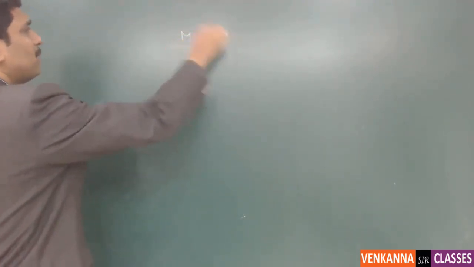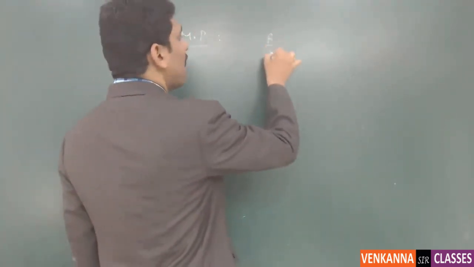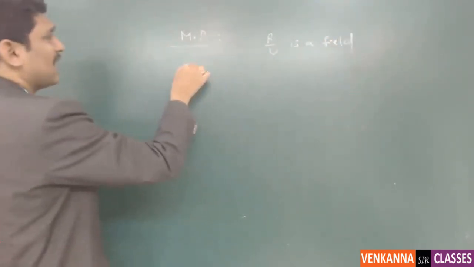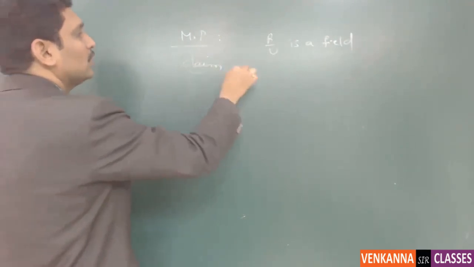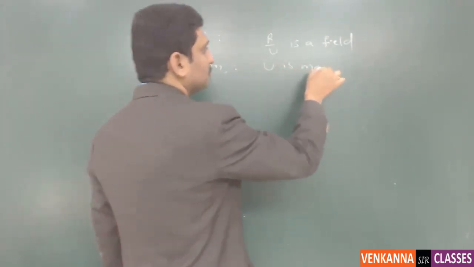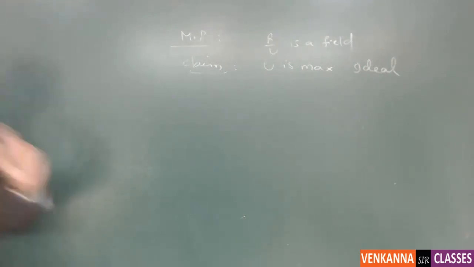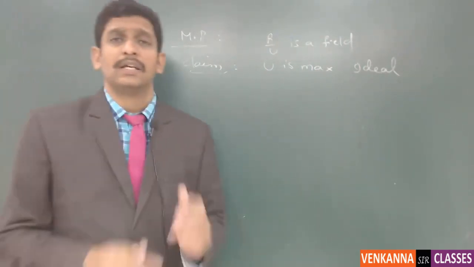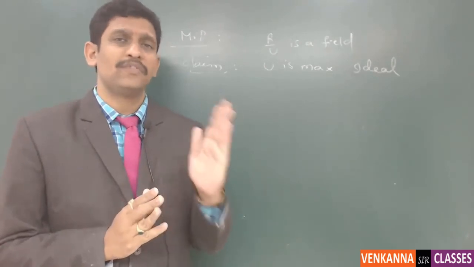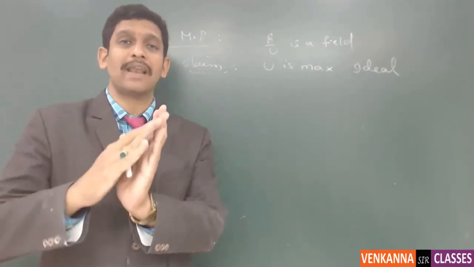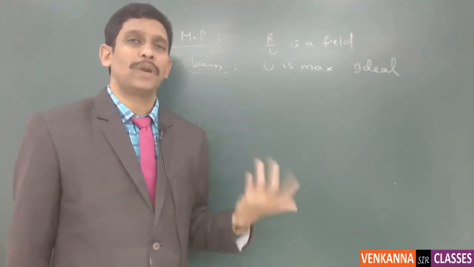So coming to the main part, what is our assumption? R by U is a field. And what is our claim? U is a maximal ideal. So it means that you are going to show that there is no ideal between U and R which is bigger than U and smaller than R. So we have to show like this.